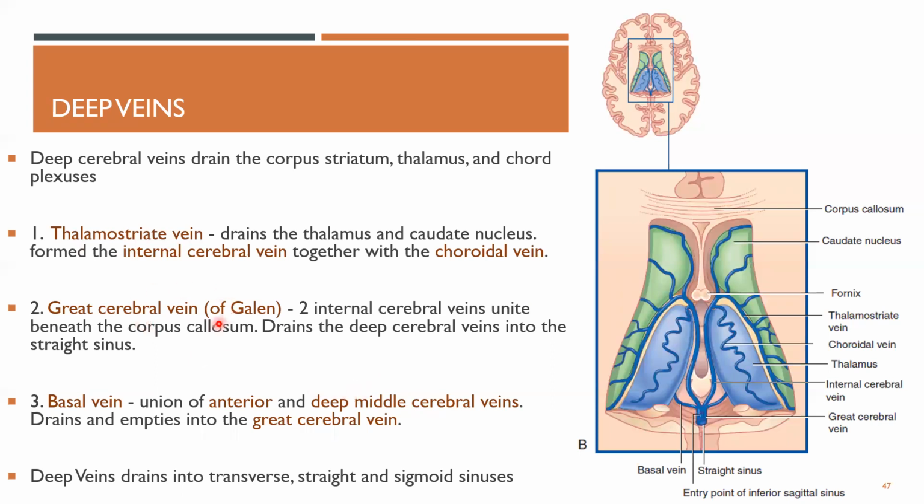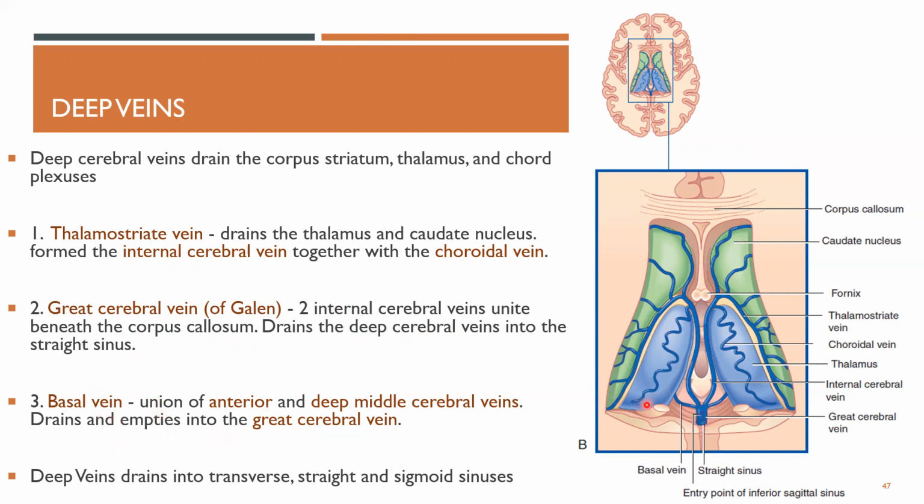Your great cerebral vein of Galen is formed when the two internal cerebral veins unite beneath the corpus callosum. It drains the deep cerebral veins into the straight sinus. Okay? The internal cerebral veins drain into your great cerebral vein of Galen and then eventually drain to your straight sinus.